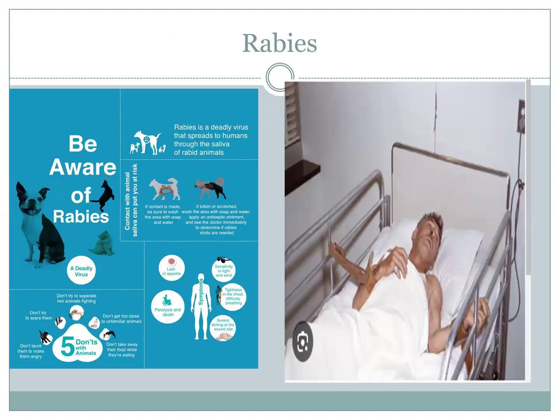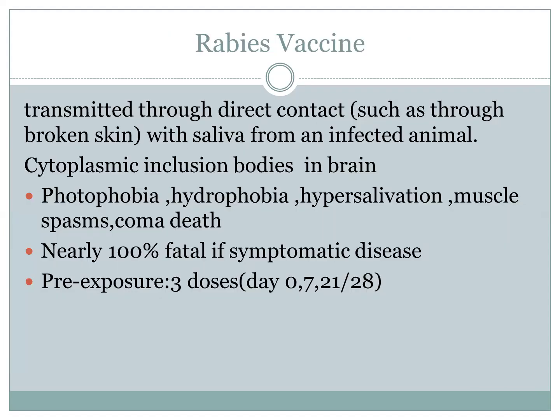Then there is another disease which is very important, which is called rabies. So rabies is also a viral disease. It is transmitted through the bite of a rabid animal, which can be a dog, bat, raccoon, or skunk. So it is transmitted through direct contact, such as through broken skin with saliva from an infected animal bite. It results in cytoplasmic inclusions in the brain, and the symptoms of this disease are photophobia, hydrophobia, hypersalivation, muscle spasms, trauma, and death. So it progresses in this way, and this disease is 100% fatal if it is symptomatic, and if a previously immunized person does not get the vaccine within 24 hours.